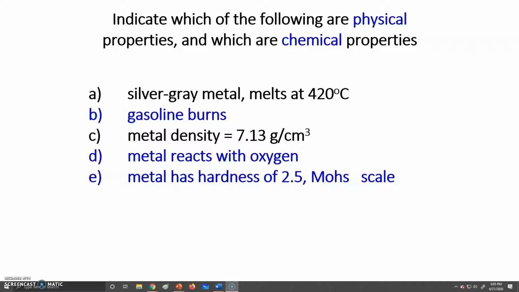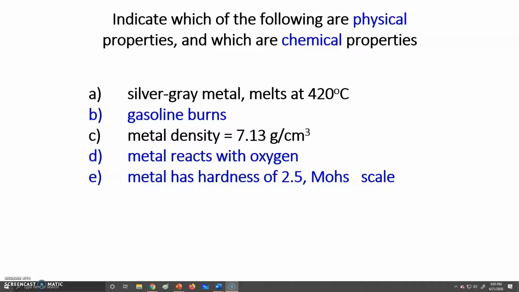A physical change is where the chemical identity of the material does not change. An example of this would be water boiling. When water boils, it goes from a liquid state to the gaseous state, but it's still H2O, so we did not change the actual chemical composition of the material. This is a physical change.